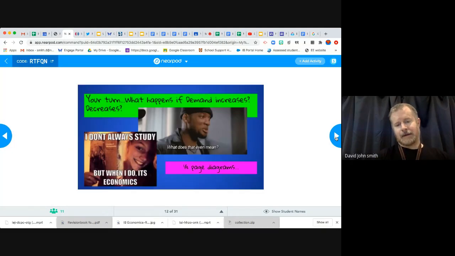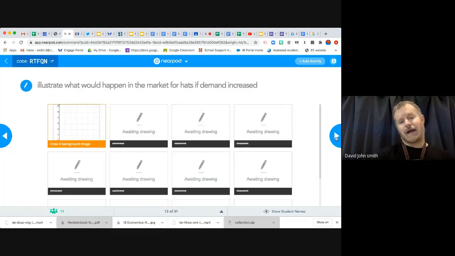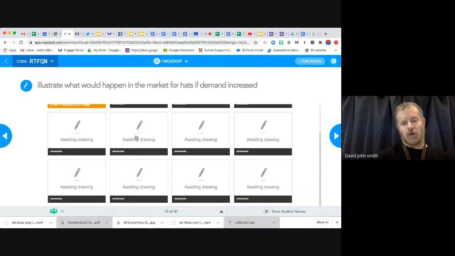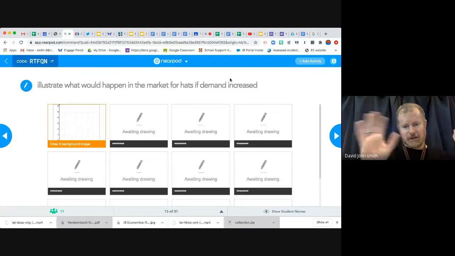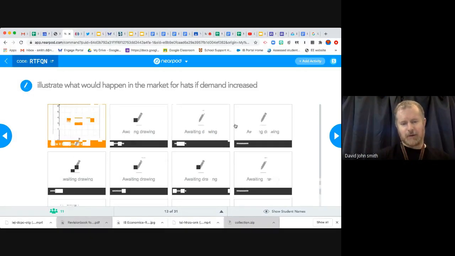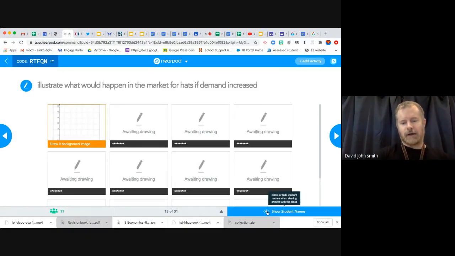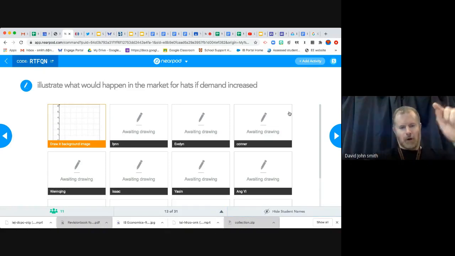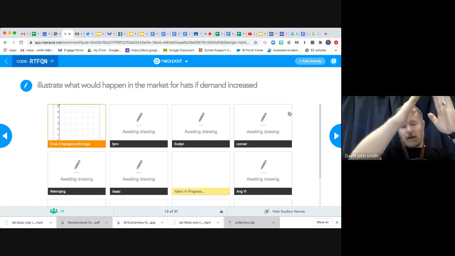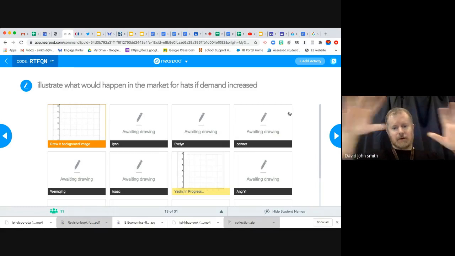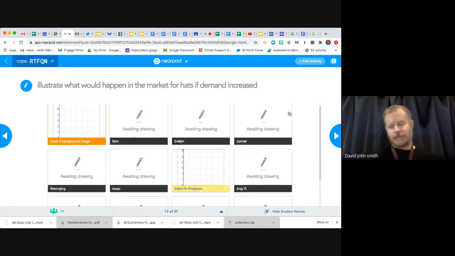Okay. So if we think about that, all right, what do you think would happen? So here is your chance to have a go at drawing, and I know the technology, etc., may not work for everybody, but we'll have a go at drawing what a market, any market you like, demand curve increases, and what happens. There you go. Have a go.